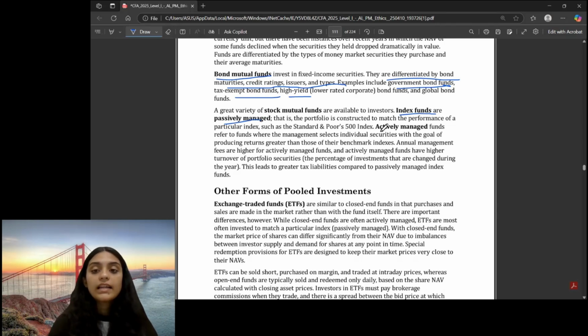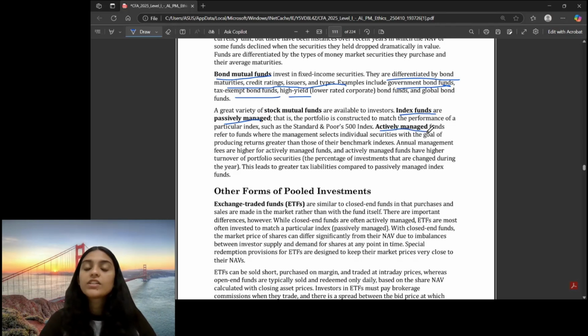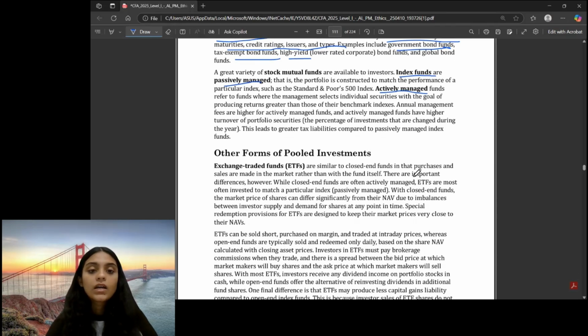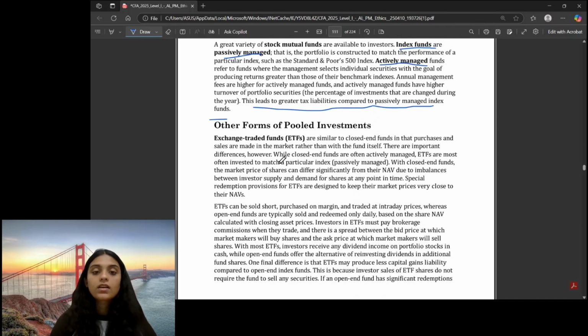Then there are actively managed funds. These are funds where the manager invests in different assets and keeps a benchmark, and tends to give you more return than that of the benchmark. This leads to greater tax liabilities compared to passively managed index funds.